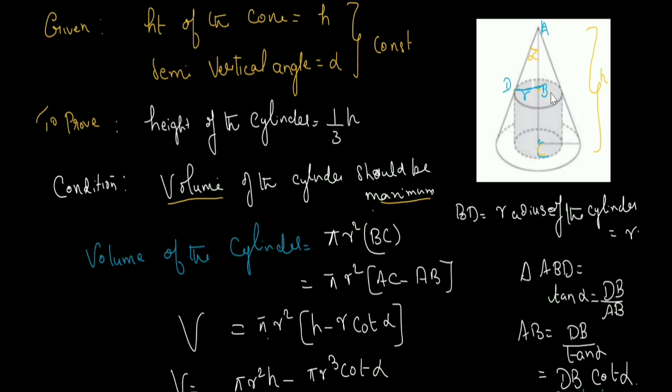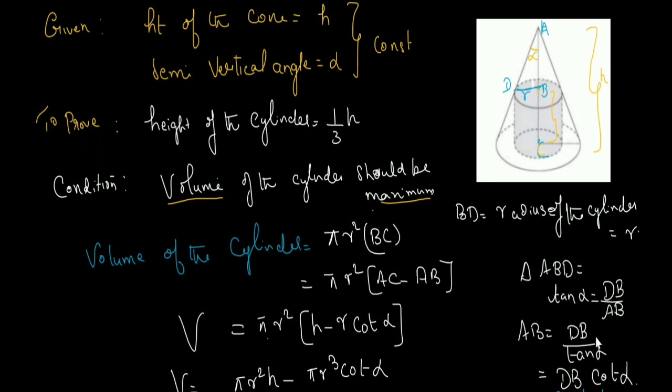So what is the height? BC is the height. What is BC equal to? AC minus AB. So the height of the cylinder, BC, is AC minus AB. We know AC. AC is the height of the cone. We don't know AB. So we can take this triangle ABD and find tan alpha. That will give you the height, because we know this radius R. So in the triangle ABD, tan alpha is BD by AB, opposite side by adjacent side.